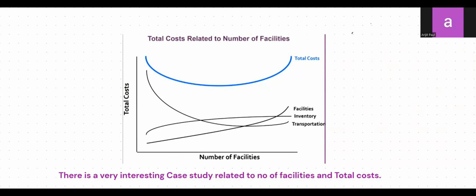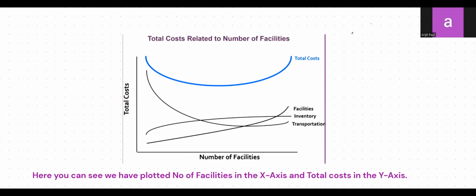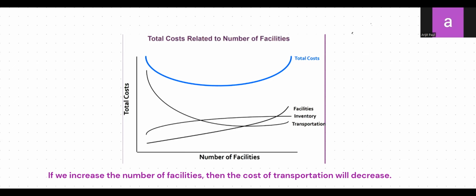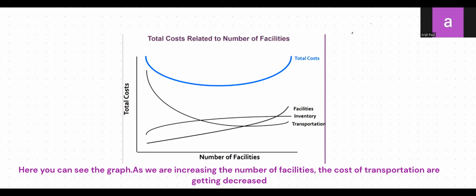There is a very interesting case study related to number of facilities and total cost. So here you can see we have plotted number of facilities on the x-axis and total cost on the y-axis. If we increase the number of facilities, then the cost of transportation will decrease. So here you can see the graph. This is for the number of facilities. As we are increasing the number of facilities, the cost of transportation is getting decreased.